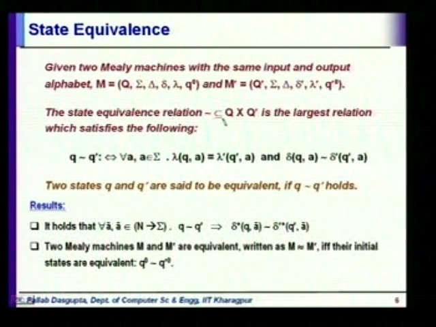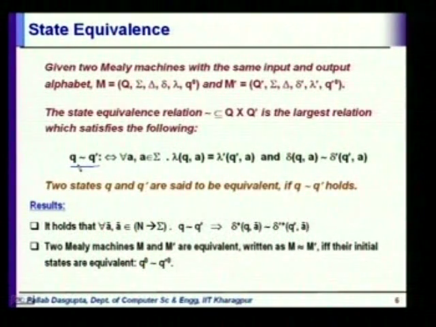Now the state equivalence relation, which is represented by this tilde, is a subset of Q cross Q dash, because it is taking pairs of states, one from here and one from there, and saying that they are equivalent. So the state equivalence relation is the largest relation which satisfies the following: q and q dash are equivalent if and only if for all A belonging to the input alphabet, lambda of q, A is equal to lambda of q dash, A.